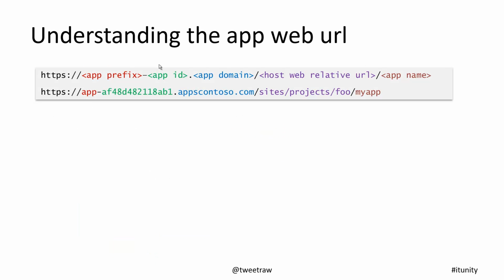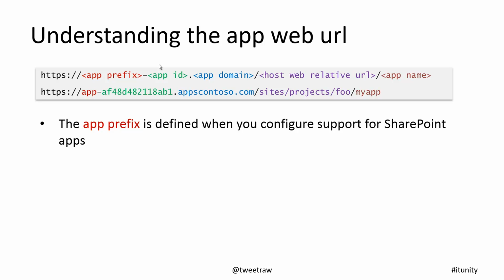So let's try to decompose this for just a moment. That app web URL actually consists of 5 different parts. I'm just going to walk through this really quickly to make sure you understand how it comes together. The first part, number 1, is the app prefix. We're going to talk about how you configure the app prefix in our second section, on the provisioning support for 2013 apps. So it's just an app prefix, and this will be global across your SharePoint farm. You set that up one time.